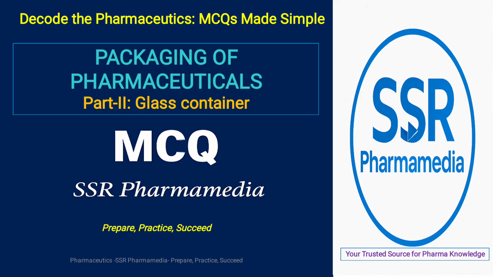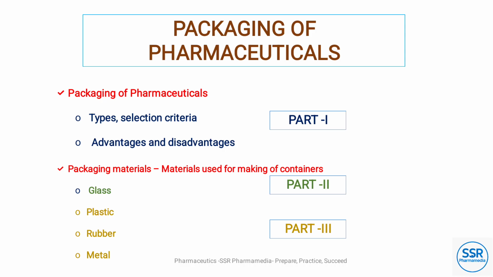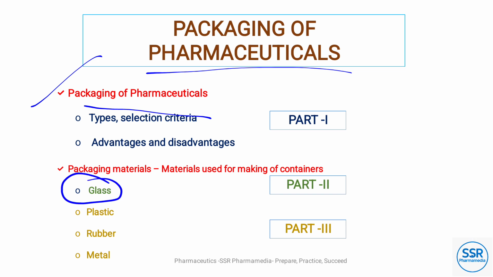Pharmaceutics MCQs made simple. Today we are going to discuss packaging of pharmaceuticals, part 2: glass containers. Prepare, practice, succeed. Under the packaging of pharmaceuticals, we have already discussed part 1. Today we are going to discuss packing materials used for making containers. First is glass. Part 2 today we are going to discuss.